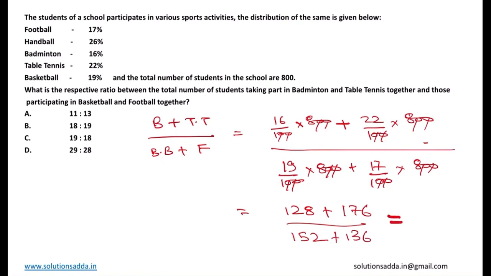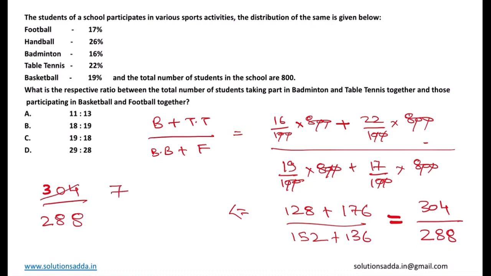Therefore 128 plus 176 is 304, divided by 288. Therefore the final ratio would be 304 divided by 288. So when we cancel down with 4, it comes down to 4 7s are 28 and 4 6s are 24.